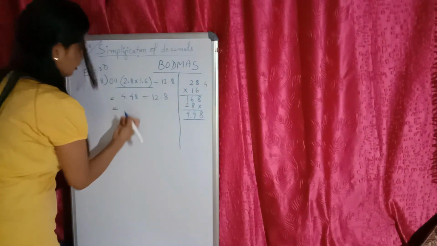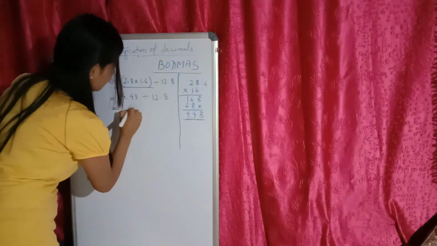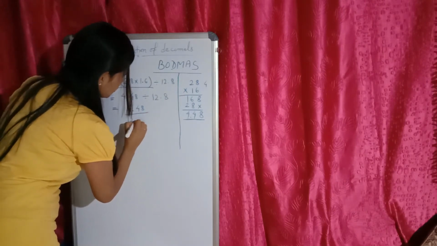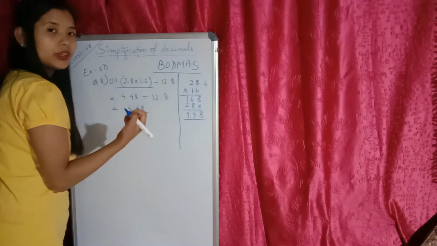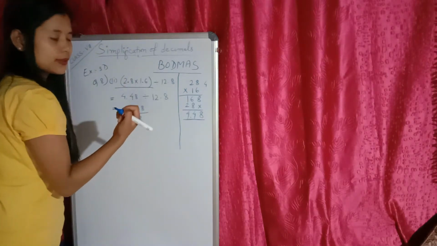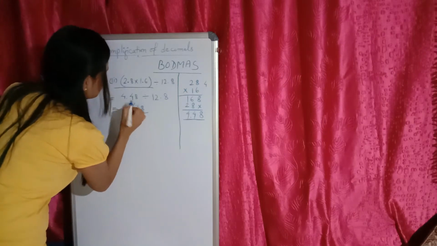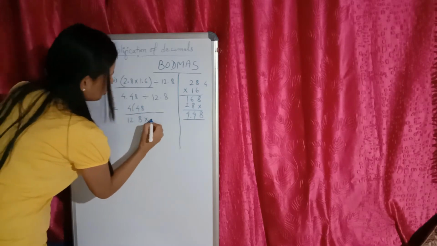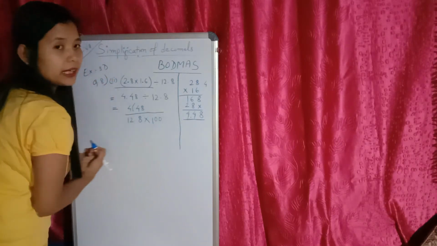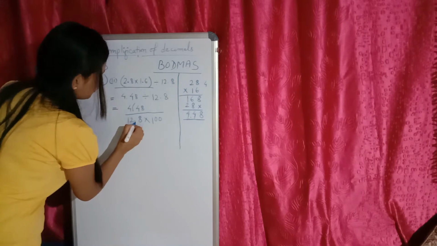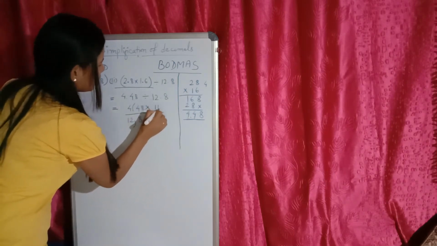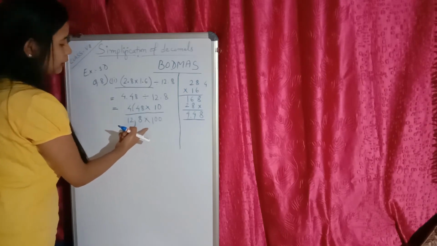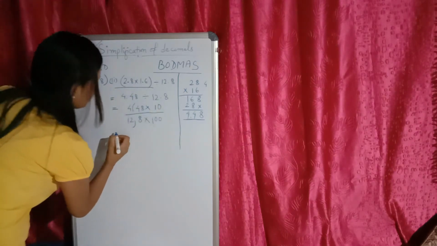12.8. So let us do this division. 4.48 divided by 12.8. We have already learned how to remove the decimals. When we remove the decimal from here, we multiply the denominator by 10, so we multiply the denominator by 100. And when we remove this decimal, we multiply the numerator by 10. If you have any confusion in this, then you can look at my previous video.